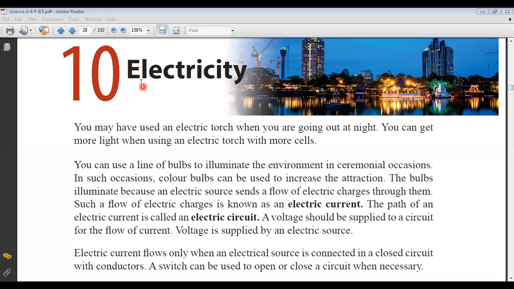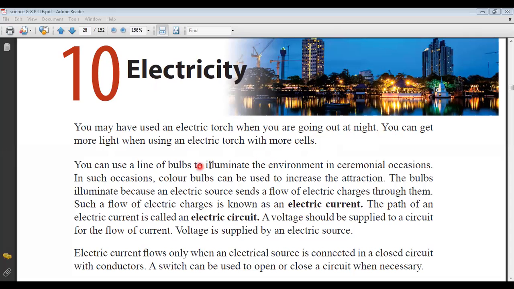Today we are going to study about electricity. You may have used an electric torch when you're going out at night. You can get more light when using an electric torch with more cells. Now you must have noticed your father or mother, when they want to increase the brightness of the torch, what do they do? They add more cells into the torch.